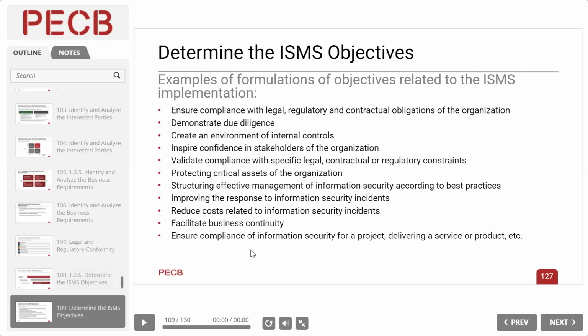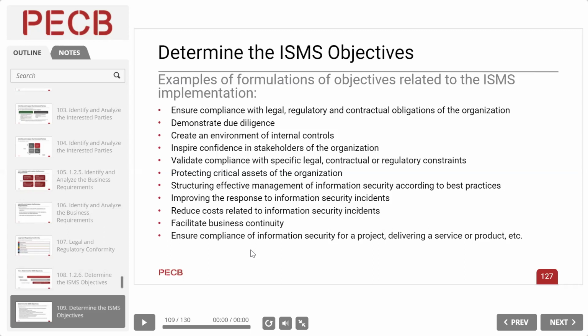So these are some other examples. Ensure compliance with legal, regulatory, contractual obligations, demonstrate due diligence, create an environment of internal control, inspire confidence in stakeholders of the organization, validate compliance with specific legal, contractual, or regulatory constraints, protecting critical assets of the organization, structuring effective management of information security according to best practices, improving the response to information security incidents, reduce costs related to information security incidents, facilitate business continuity, ensure compliance of information security for a project delivering a service or a product.